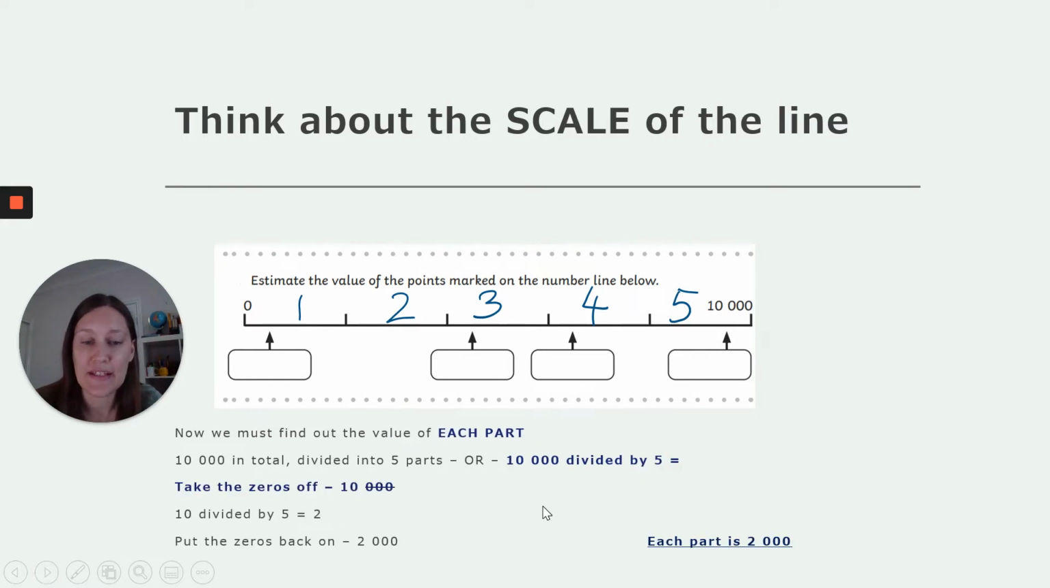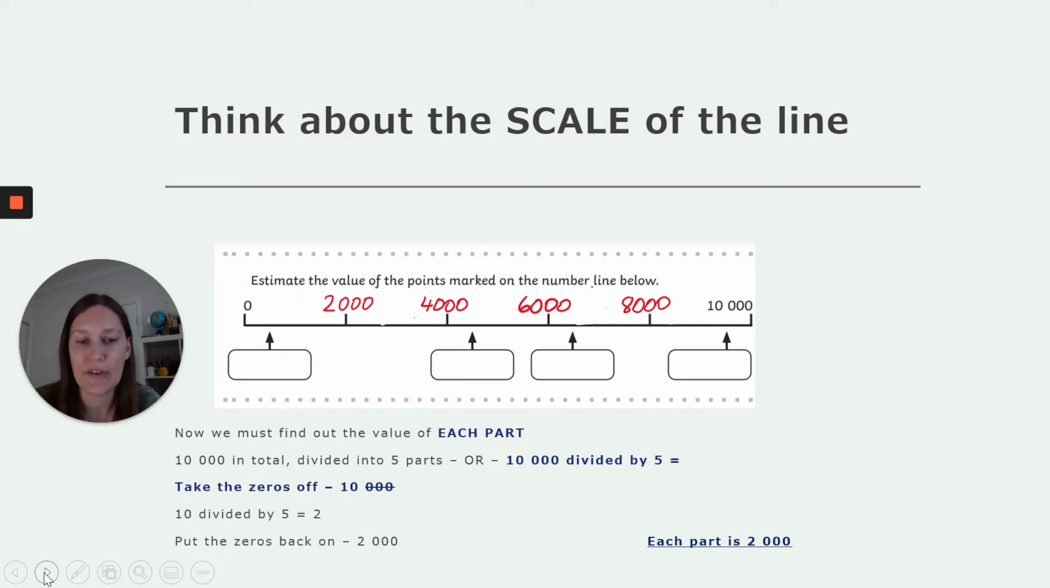Okay, now you can see at the bottom of the screen there, I've shown you a way that I might work this out. I'm going to take the zeros off the 10,000 to make it a more friendly number to work with and turn it into a 10. Then I can easily do 10 broken into 5 parts. 10 divided by 5, 5, 10, 2. Okay, 2 parts, 2 5s in 10. And then I'm going to put the zeros back on to 2,000, which tells me that each part is 2,000. 2,000, 4,000, 6,000, 8,000, 10,000.